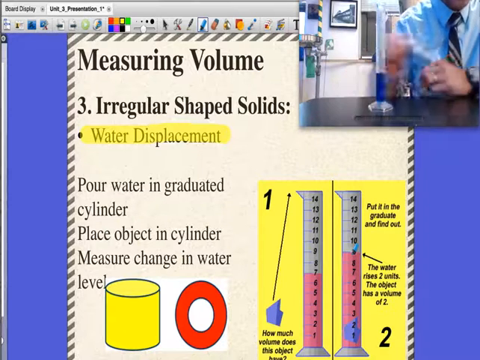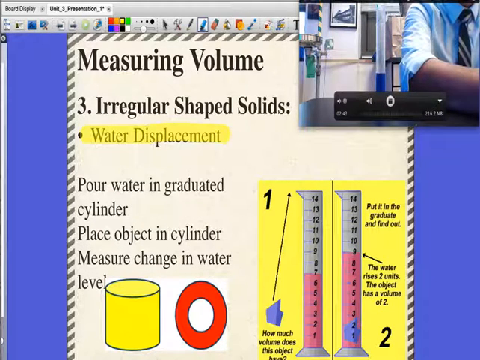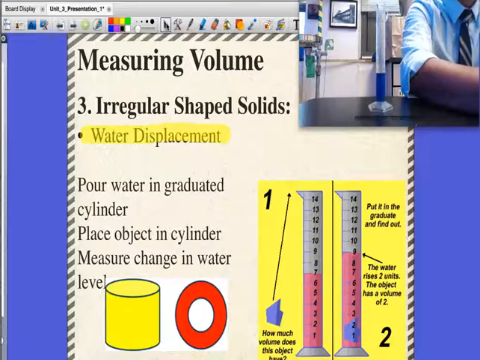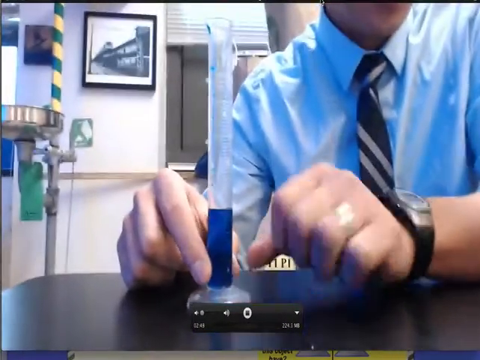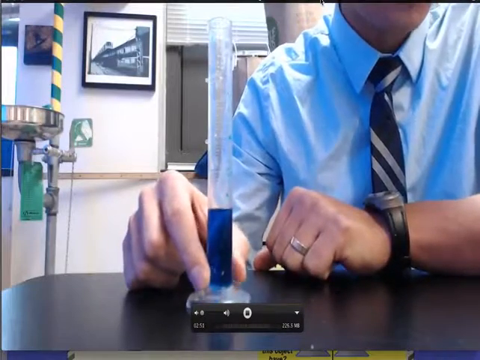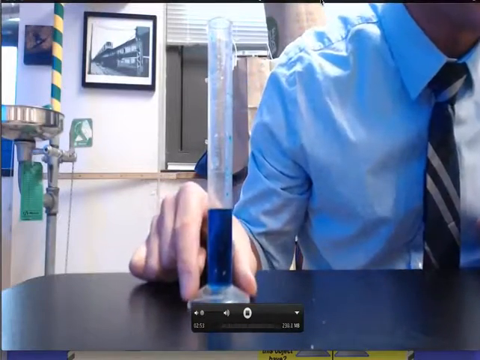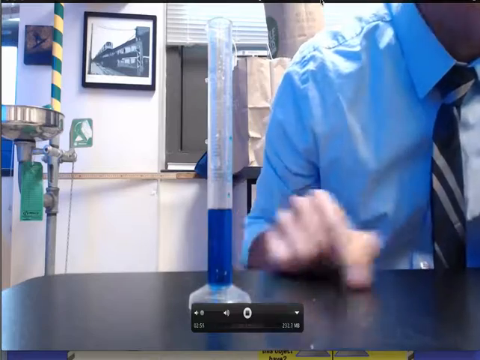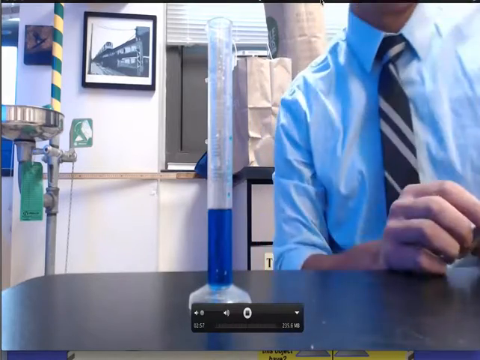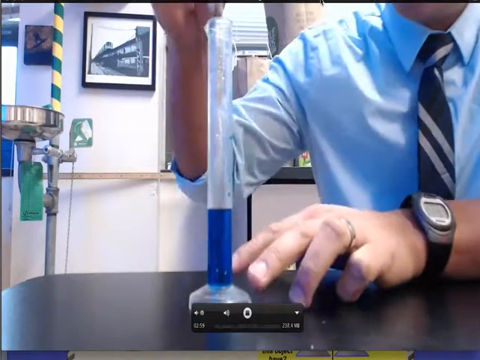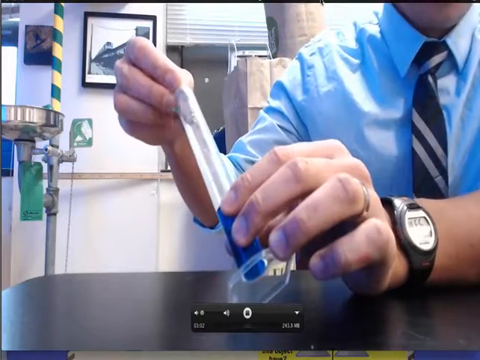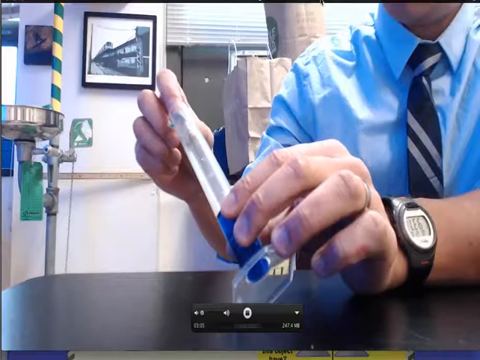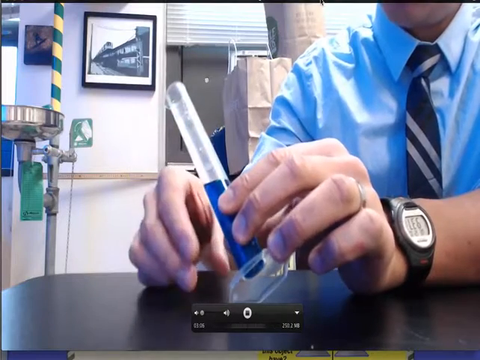I'm going to blow this up so you can see it better. I'm not sure if you can quite see the number, but it's at 10 milliliters right now. I've measured that out beforehand. Then you want to tilt the cylinder because you don't want to just drop the object in. If you drop it in, it may splash some of that water out, and we don't want that.